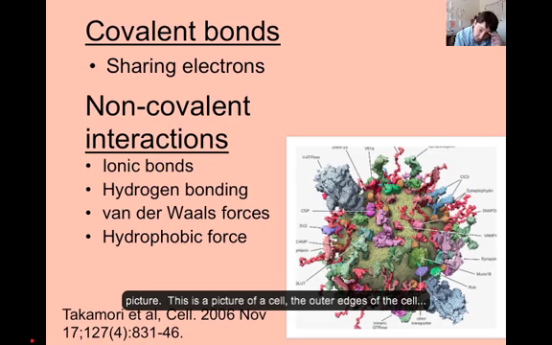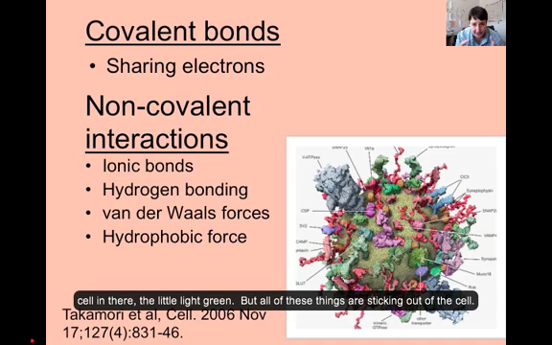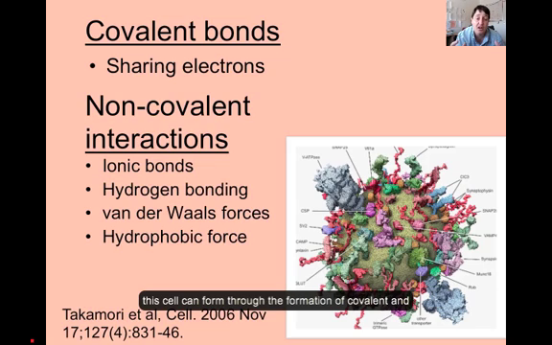I love this picture. This is a picture of a cell, the outer edges of the cell, 3D wise, and you can see, you know, there's a cell in there, the little light green, but all of these things are sticking out of the cell. Some of them are covalently bound, some of them are transmembrane proteins, some of them are non-covalent, non-integral membrane proteins. So what you're going to see is that we're going to talk about how this cell can form through the formation of covalent and non-covalent bonding.